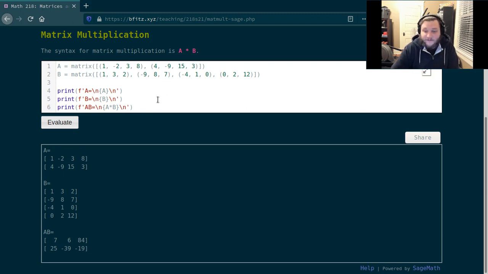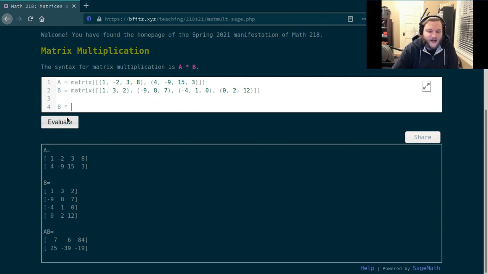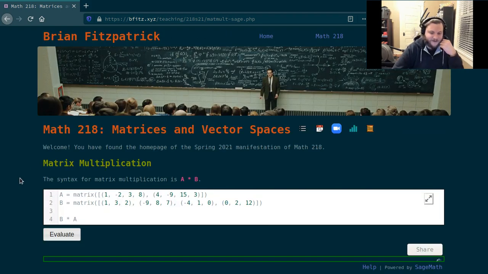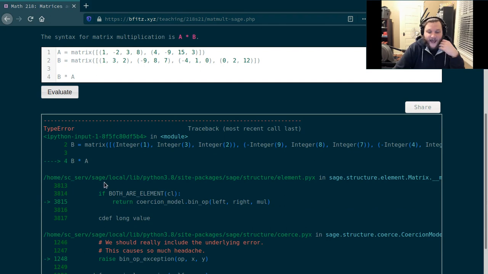So A times B makes sense, but would it make sense to multiply B times A? Well, we can ask ourselves, well, B is 4 by 3 and A is 2 by 4. So if you tried to do that, maybe from the row perspective, you would be trying to take inner products of the rows in B, which have 3 coordinates, with the columns of A, which only have 2, and that doesn't make sense. So that shouldn't make sense. So if I tried to do it here, let's see what happens. Good. So an error is thrown here.